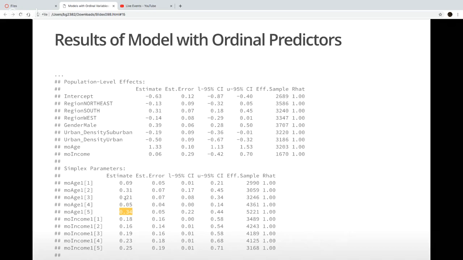And then what they did to enforce this monotonic effect was to take the cumulative sum of these and multiply it by mo age to get the coefficients on each of the age dummy variable categories. And the same thing with income. All these pieces here add up to 1. And then they were cumulatively summed, and so now they have order to them.